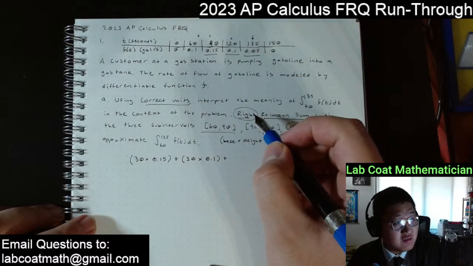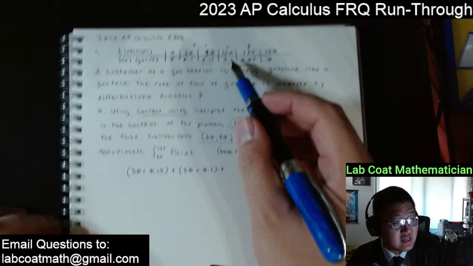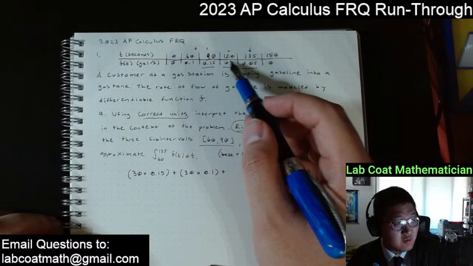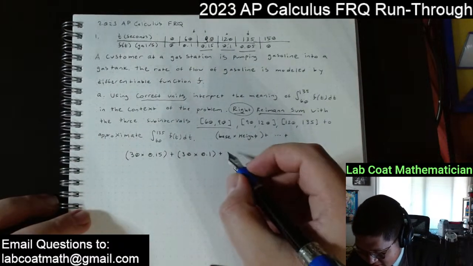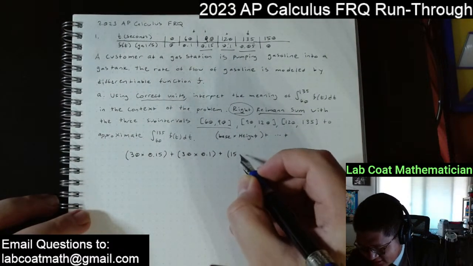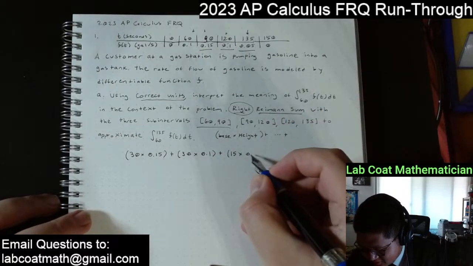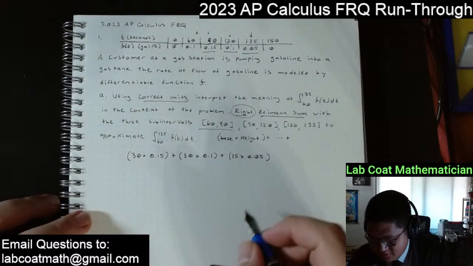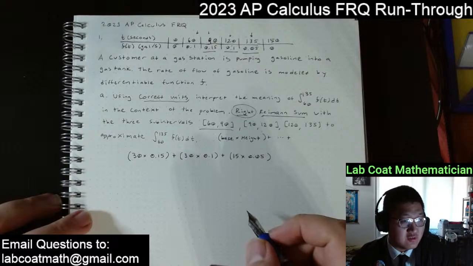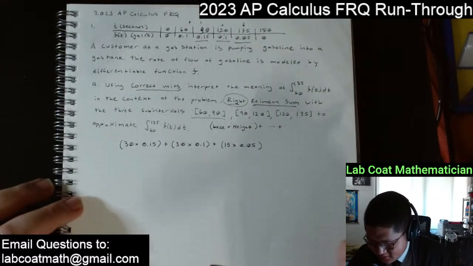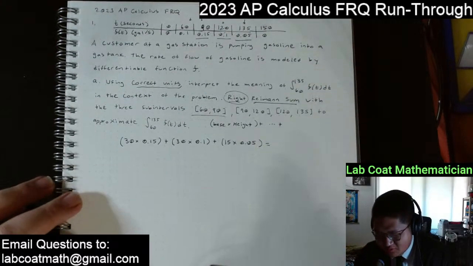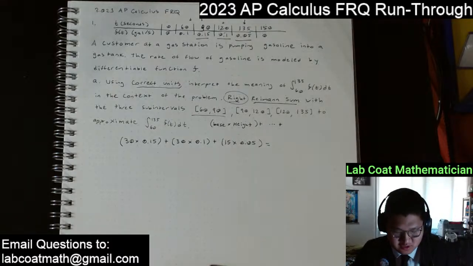The thing we must note is that the base actually changes from the standard 30 that we've been using before, from 120 to 135. It's going to be a base of 15 instead, multiplied by the height of 0.05, as we choose those right-hand heights for these rectangles. Okay, so because of that, we can easily throw this into our calculator, because this is question number 1, a calculator section.